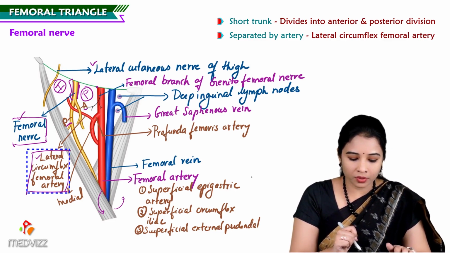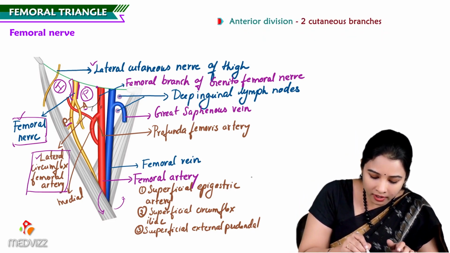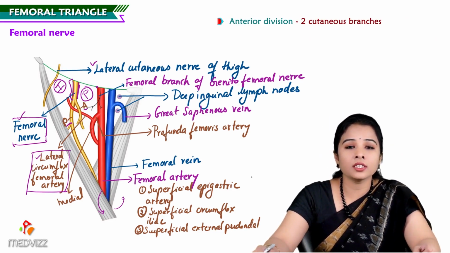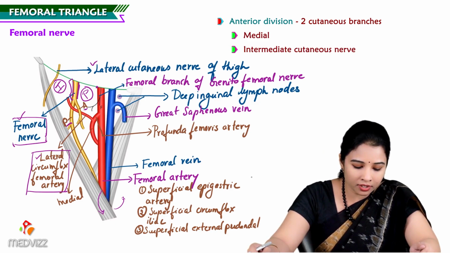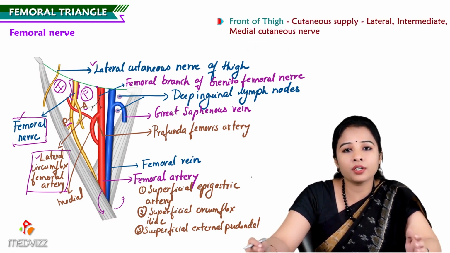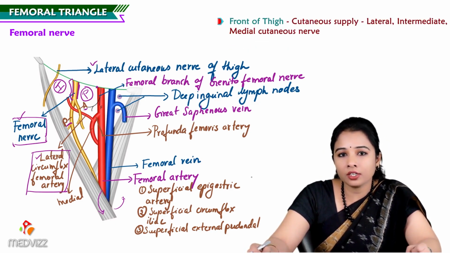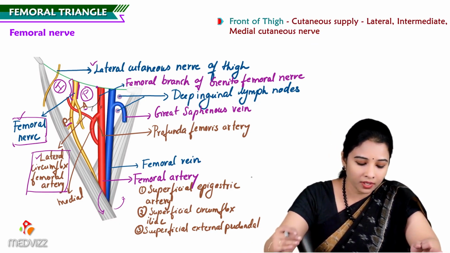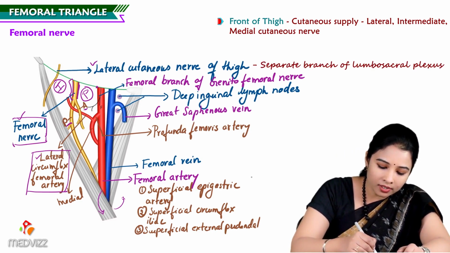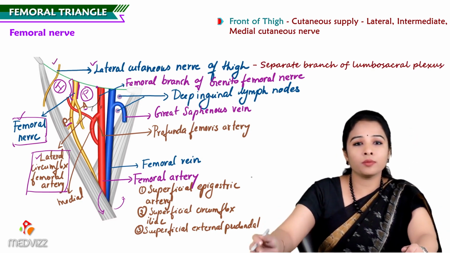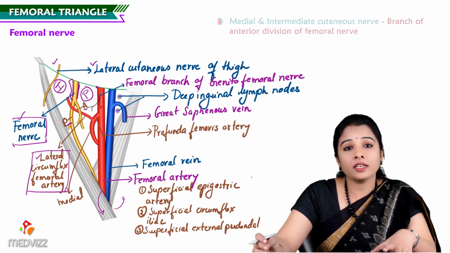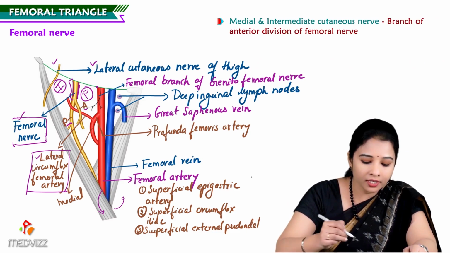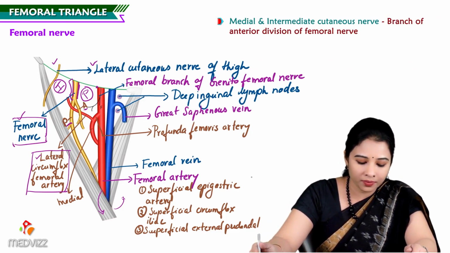Branch of profunda femoris artery. So the anterior division gives off two cutaneous branches, which are called the medial and intermediate cutaneous nerves. Anteriorly, the front of the thigh is supplied by the lateral cutaneous nerve, intermediate cutaneous nerve and medial cutaneous nerve. The lateral cutaneous nerve is a separate branch of the lumbosacral plexus, whereas the intermediate and the medial cutaneous nerves are the branches of the anterior division of the femoral nerve.